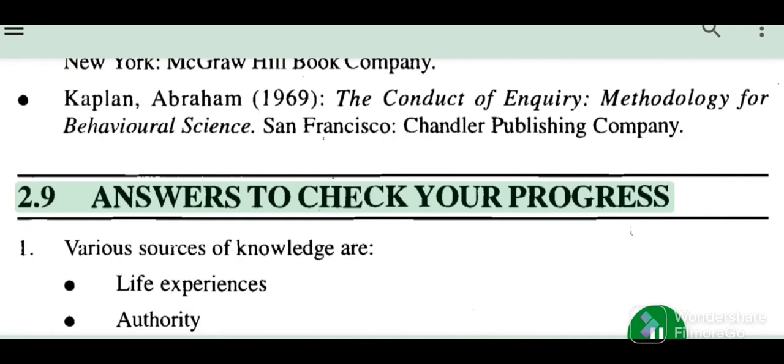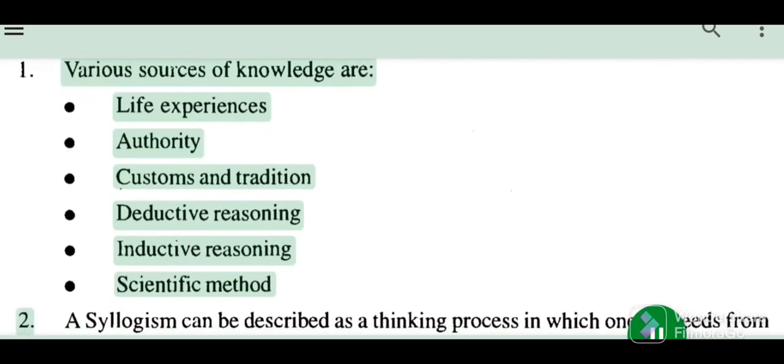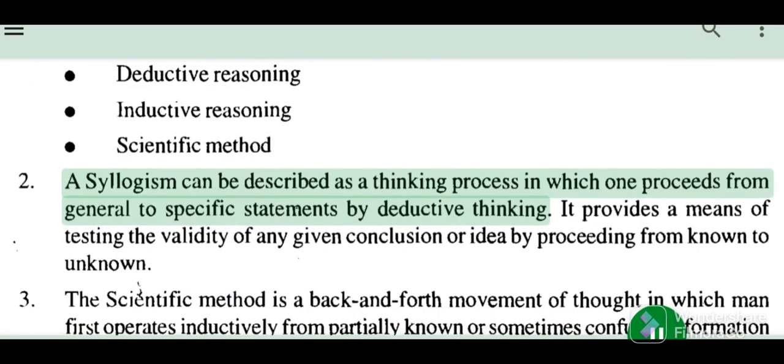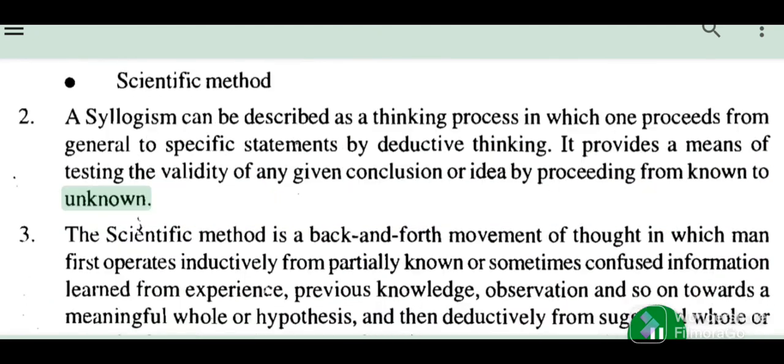2.9 Answers to check your progress. 1. Various sources of knowledge are life experiences, authority, customs and tradition, deductive reasoning, inductive reasoning, scientific method. 2. A syllogism can be described as a thinking process in which one proceeds from general to specific statements by deductive thinking. It provides a means of arriving at the unknown.